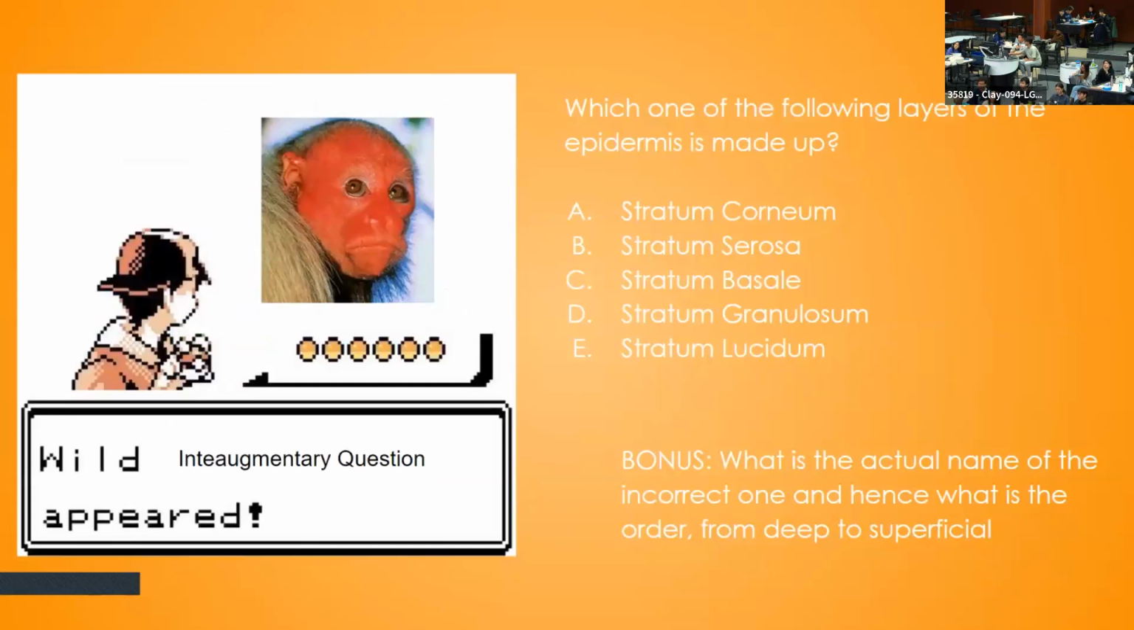Okay, so we have a quick question here that we're going to run through very quickly. Which one of the following layers is the epidermis made up of? Sorry, that is not a question. The question is meant to be, which one of these is incorrectly named? So which one of these out of the 5 is incorrectly named? And what is the correct name of the one that's incorrectly named? And hence, what is the order from deep to superficial?